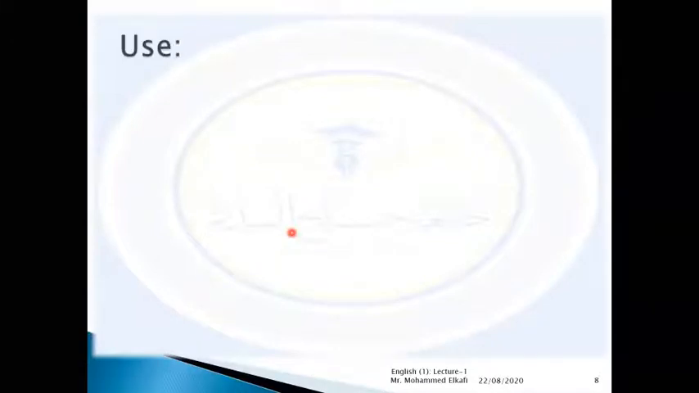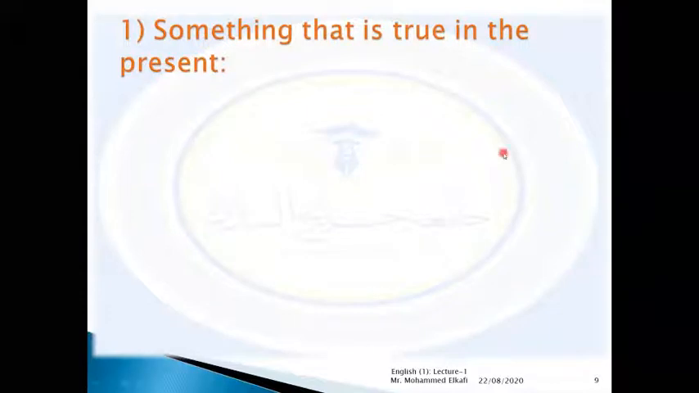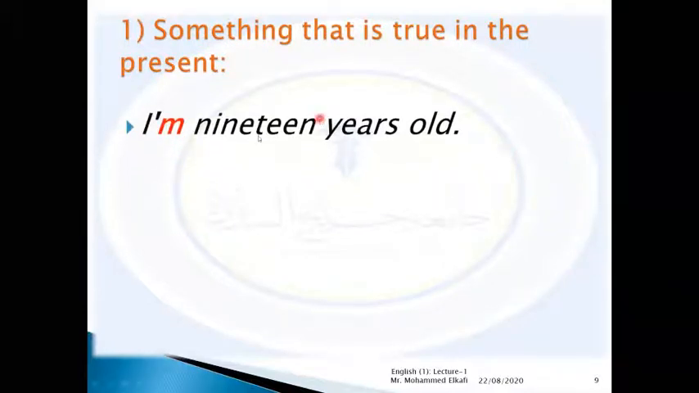So what about the usage? How do we use the form? Here we use the present simple to talk about facts and true things, something that happens regularly, and also something that is always true. So let's think of some examples for this point. Something that is true in the present, as when someone says I am 19 years old. He's talking about his age in the present time.